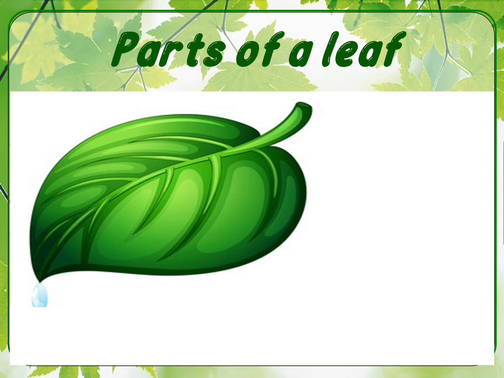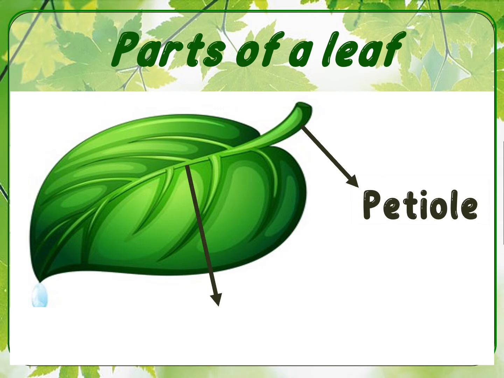Remember? Okay. Now tell me, which part of the leaf is this? Yes, this is the petiole. It is connected to the stem. This is the part which connects to the stem, right? Now which part is this? The middle vein, which is the midrib.